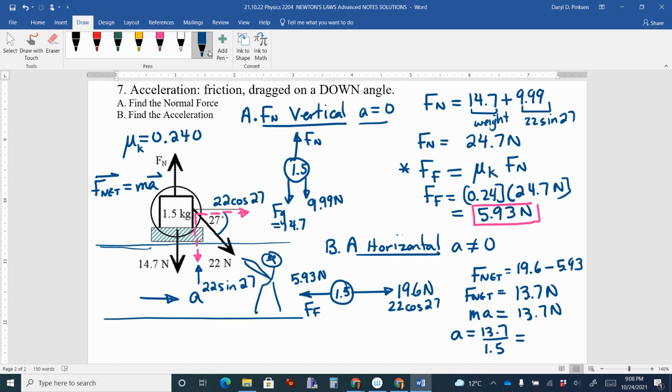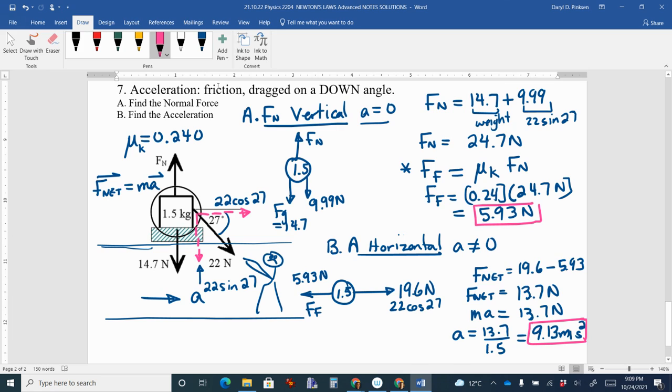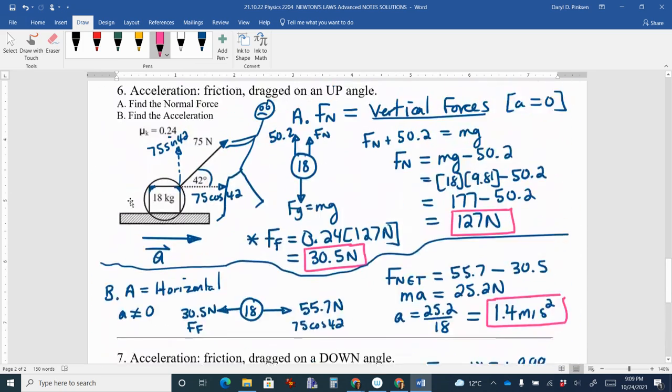13.7 divided by 1.5, 9.13 meters per second squared. So that's the acceleration of this system. That acceleration might only take place for a moment, but it is necessary to know sometimes. And that's the end of that problem. We have the normal force. Yeah, and I don't know why I forgot to put in the coefficient of friction here. I mean, it even says friction. So that was the intention, but the mu got left out. And that ends that sheet.